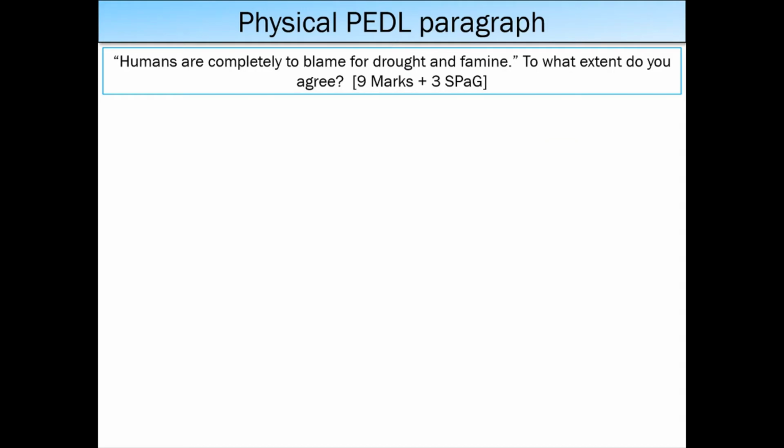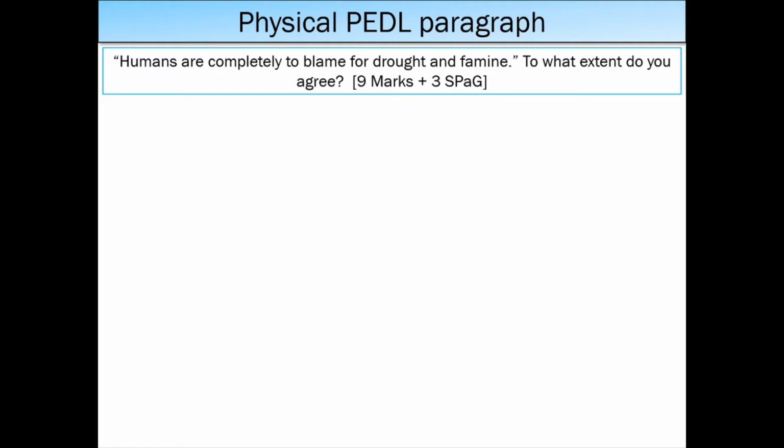Okay, so what we're going to do then is we're going to go through how we describe a perfect PEDL paragraph. And to do this, we're going to look at creating a physical PEDL paragraph to link to the question, humans are completely to blame for drought and famine. To what extent do you agree? Remember, you need to do a human PEDL paragraph and a physical PEDL paragraph. And we're going to do the physical PEDL paragraph now together to explain how we answer using PEDL, okay?